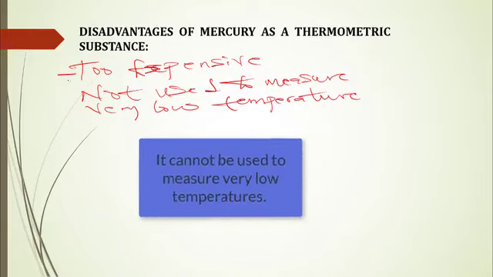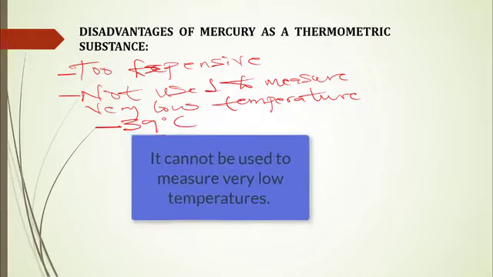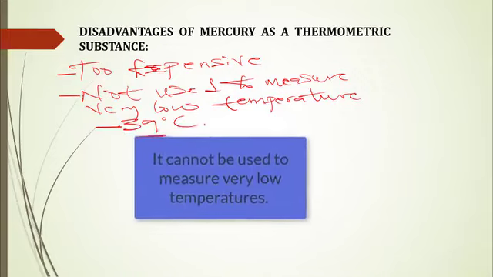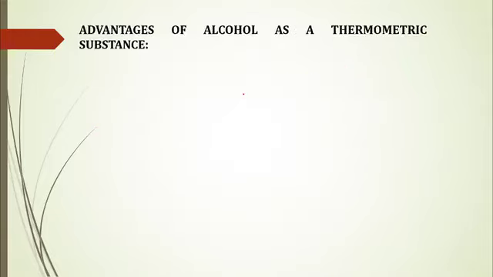It has a temperature limit that it can measure, and because of that it cannot be too reliable. As a matter of fact, the freezing point of mercury is minus 39 degrees Celsius. So if you're trying to measure anything below minus 39 degrees Celsius, mercury would not work, because at this temperature mercury will freeze, and when it becomes frozen, it becomes basically useless.